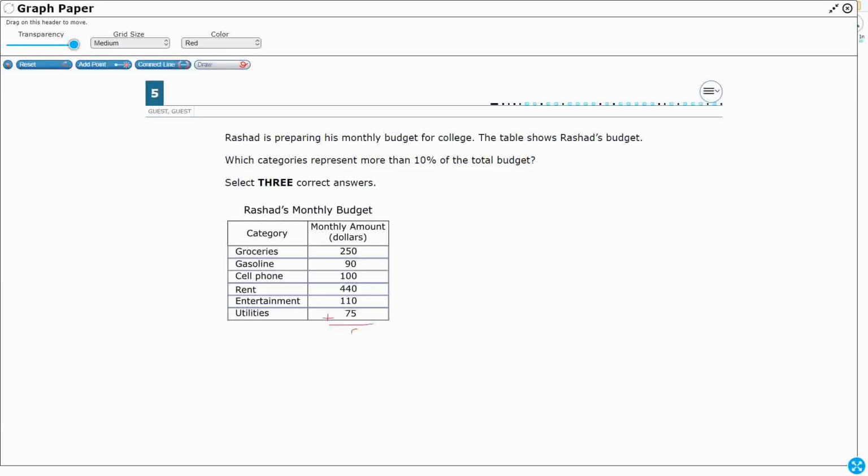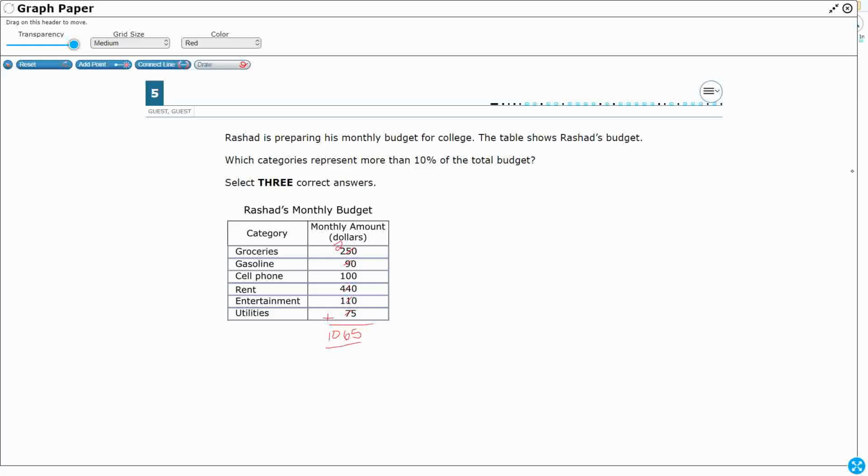So if we just keep our columns correct there, let's see, I've got 4, 1, and 5 make 10. So that's 19, and that's going to be 26. 2, 4, 5, and then another 5 is 10. All right, so 1065 is the total budget. I need to find categories that represent more than 10%. Well, how do I find 10%?